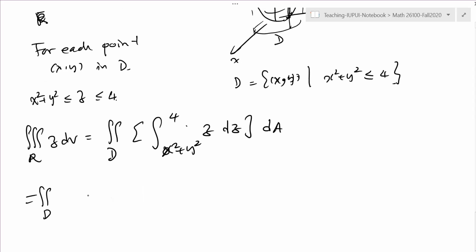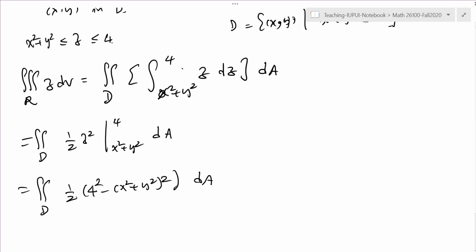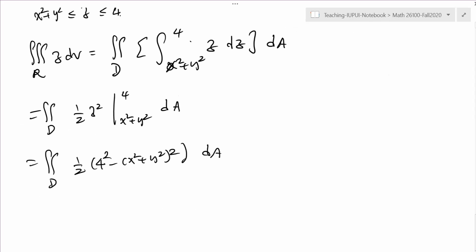Then let's finish this inside. Evaluate the integral inside, so half of z squared. Then you get half of 4 squared minus x squared plus y squared, squared, dA. Now you get a double integral over the circle, which has radius 2. Here's 2, here's 2. That's my D.